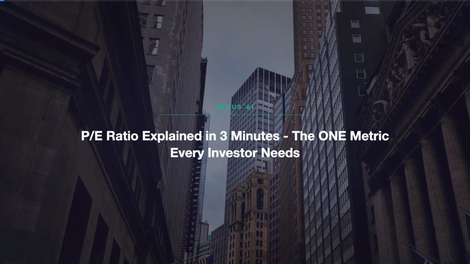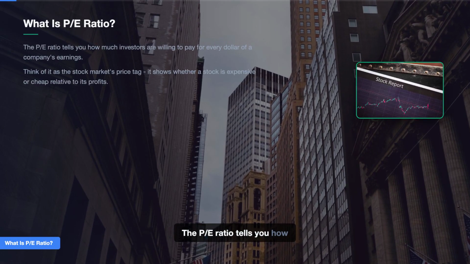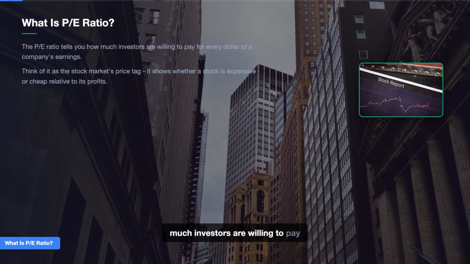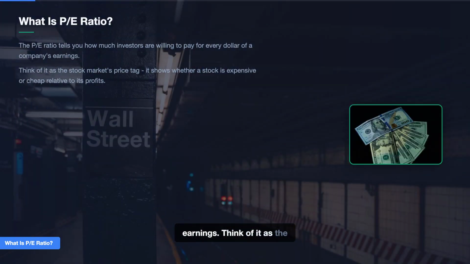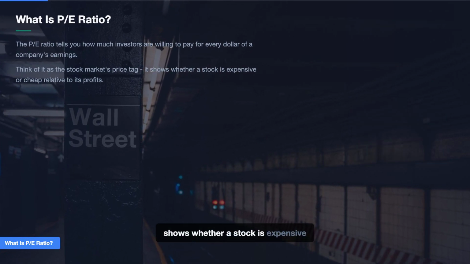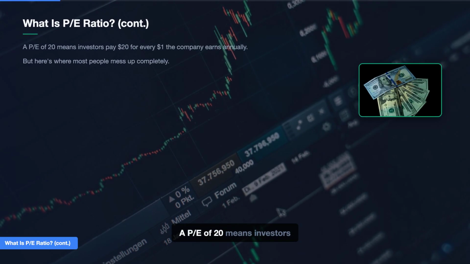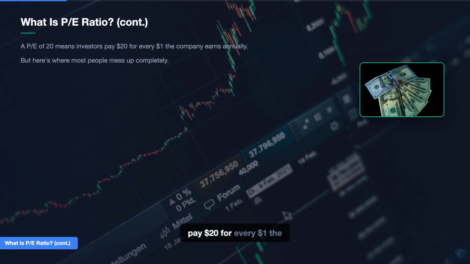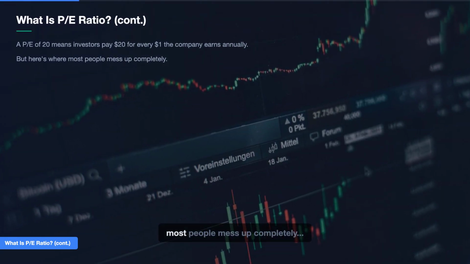One number can save you from terrible stock picks. The P/E ratio tells you how much investors are willing to pay for every dollar of a company's earnings. Think of it as the stock market's price tag. It shows whether a stock is expensive or cheap relative to its profits. A P/E of 20 means investors pay $20 for every $1 the company earns annually. But here's where most people mess up completely.